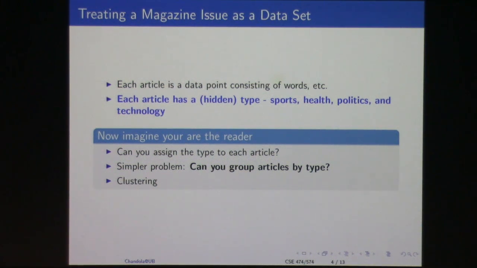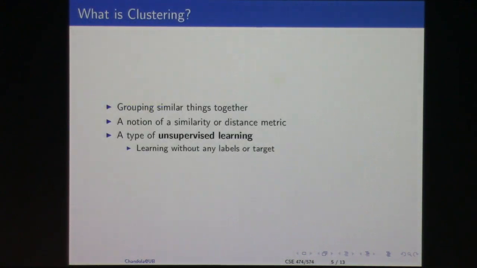A simpler problem could be that I read all the articles and then I say, all these articles are one type, all these are another type, and these are another type. So I have not really assigned semantics to my cluster. I haven't said that these are all sports articles. All I've done is that I've just grouped them together with the hope that all sports are together. So that is the task of clustering.